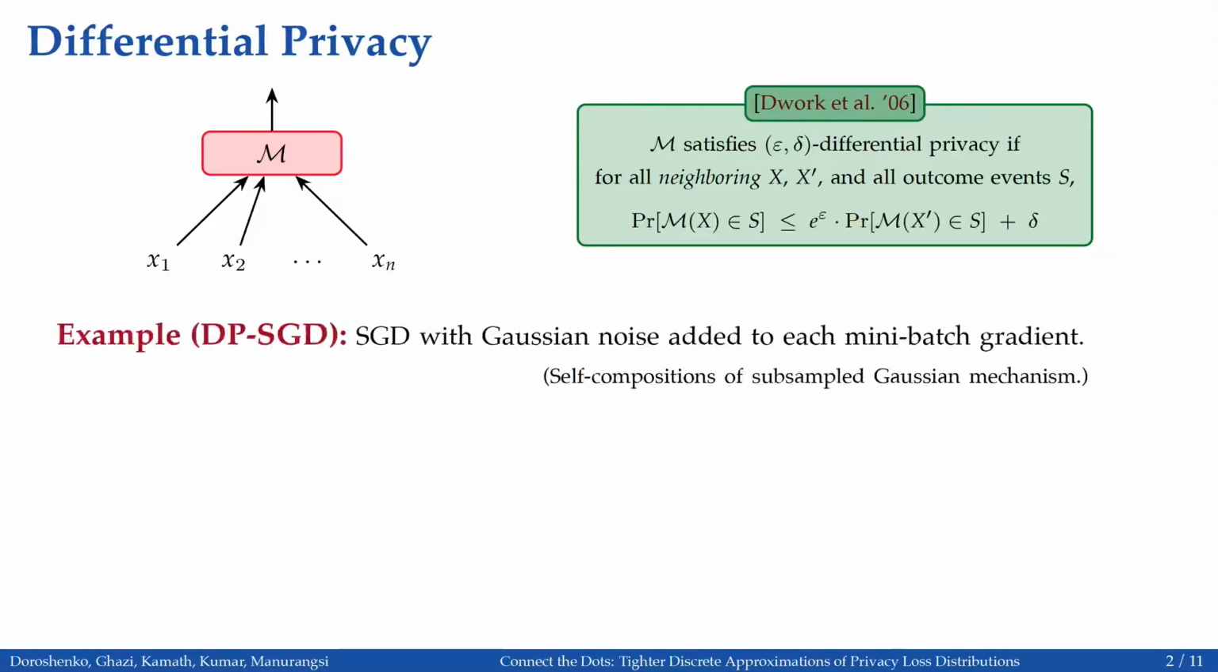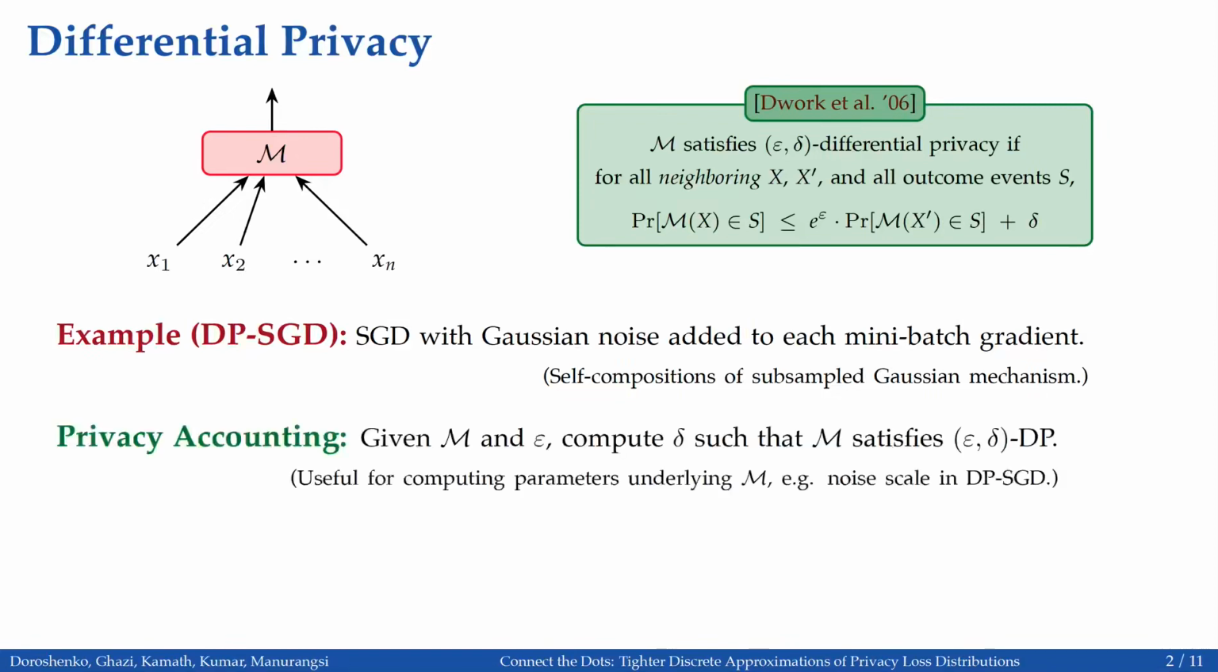A motivating example to keep in mind is the DPSGD algorithm, which is a stochastic gradient descent algorithm where we add Gaussian noise to many batch gradient averages at each step. DPSGD has been quite popular for differentially private training of neural networks, for example.